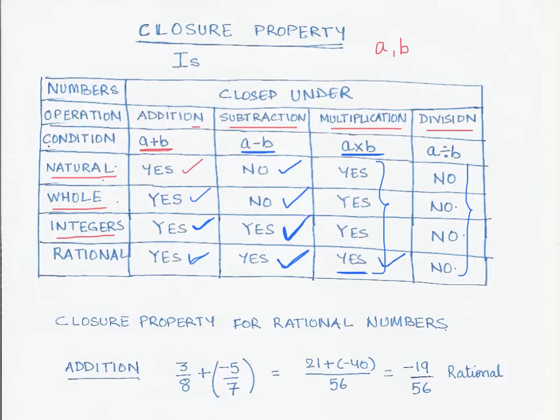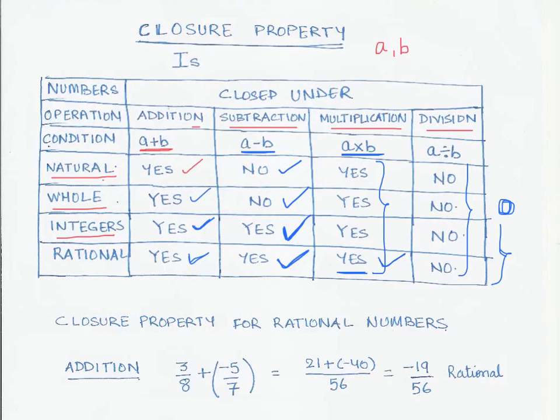Just a quick thing to note: if you look at the natural and the whole numbers, whatever is the closure property for natural numbers is the same for whole numbers, because the only difference between natural and whole is the addition of a zero. I think that is straightforward to remember. Also, integers and rational numbers have the same properties under closure. You can see that both of these rows, for integers and for rational numbers, are the same.